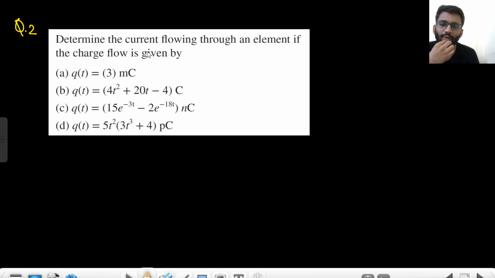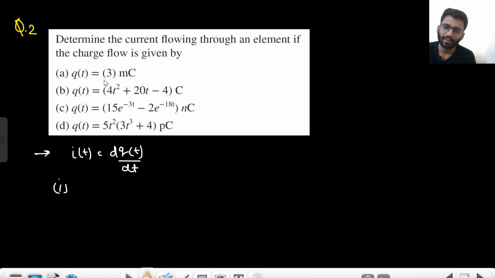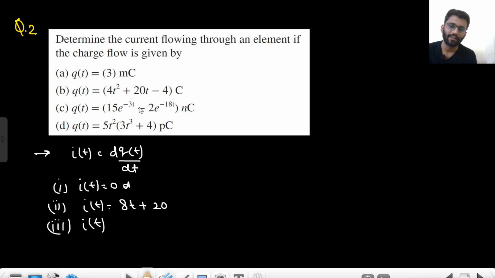This is also easy. We need to determine the value of current flowing through the element if the charge is given like this. So what is i(t)? i(t) is dq(t) by dt. For the first question, a constant value, i(t) will be 0 ampere. For the second question, differentiation, that would be 80 plus 20. I hope you know differentiation and integration. Third question, differentiation of this would be equal to minus 45 e to the power minus 3t plus 36 e to the power minus 18t.